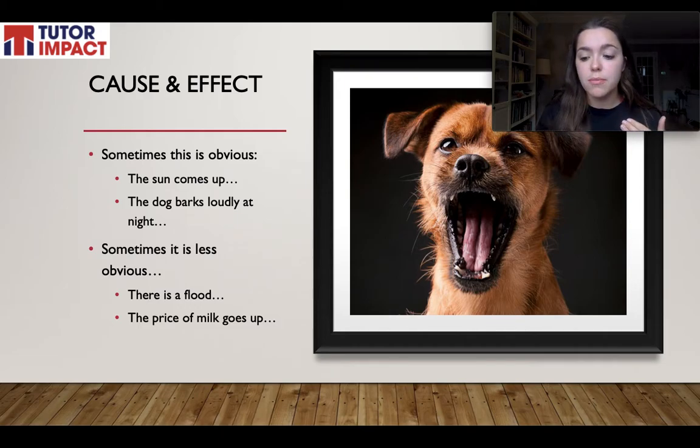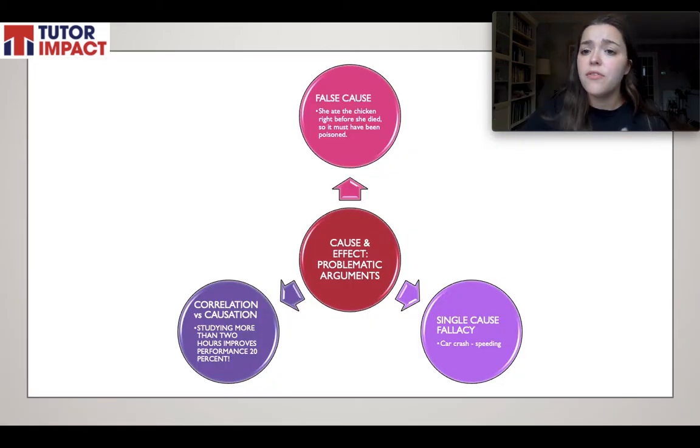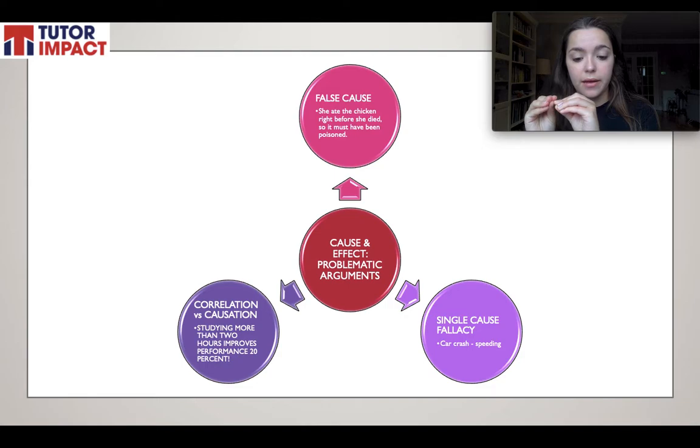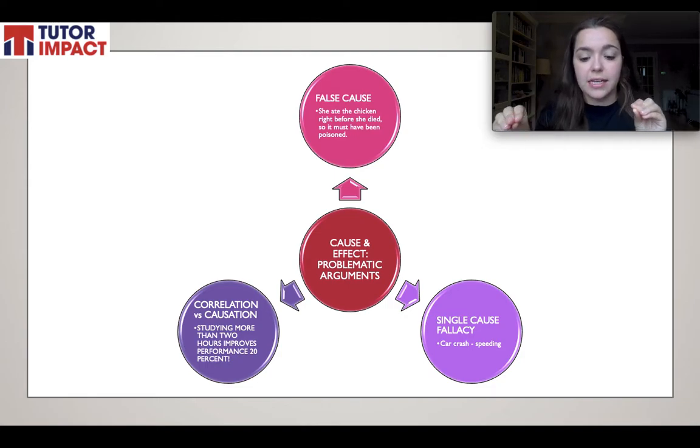So to explain this a bit more, this brings us on to 3 specific problems with cause and effect arguments. The first one we're going to talk about is a false cause. And this happens when an argument or an advertisement makes us think that just because one event happens after another event, it's caused by it. That isn't necessarily the case. Sometimes the second event just happens second and it wasn't actually caused by the first.